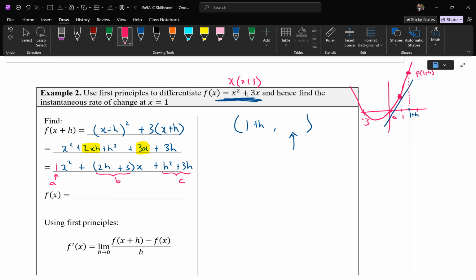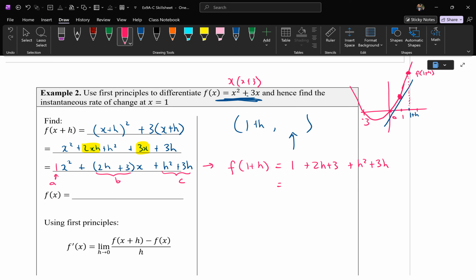All right, now that I've got this all factorized, remember our goal was to find f of 1 plus h, because at the end of the day, we're trying to look at x equals 1. So if this x was 1, how does it change things? That means f of 1 plus h must equal 1 squared plus 2h plus 3 times 1, which is still 2h plus 3. Okay? And then h squared plus 3h. That's all I got. Simplify that.